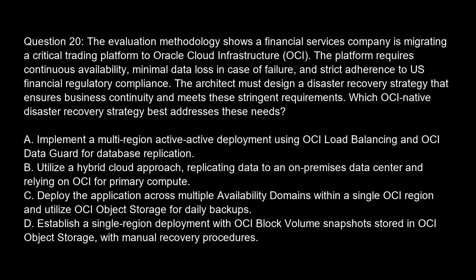Option A. Implement a multi-region active-active deployment using OCI load balancing and OCI Data Guard for database replication. Option B. Utilize a hybrid cloud approach, replicating data to an on-premises data center and relying on OCI for primary compute. Option C. Deploy the application across multiple availability domains within a single OCI region and utilize OCI object storage for daily backups. Option D. Establish a single region deployment with OCI block volume snapshots stored in OCI object storage with manual recovery procedures.